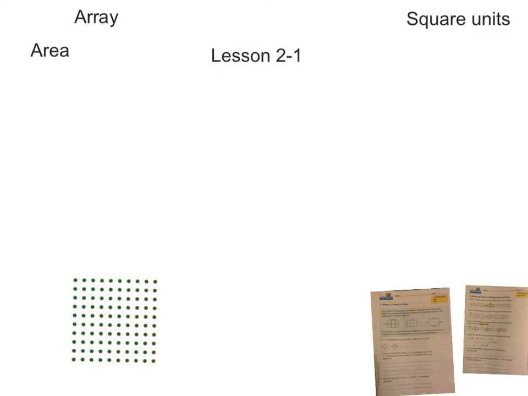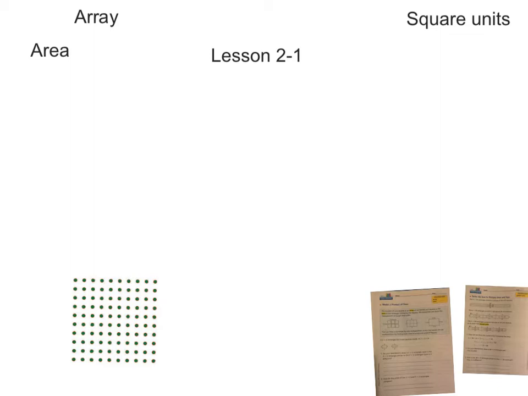Alright, boys and girls, today's lesson is lesson 2-1, Arrays and Area Models. So today is our first lesson that's going to lead us to multiplication. So we're going to kind of give you a visual of multiplication, kind of where multiplication came from. And next unit, our next lesson, we're really going to start digging into multiplication.